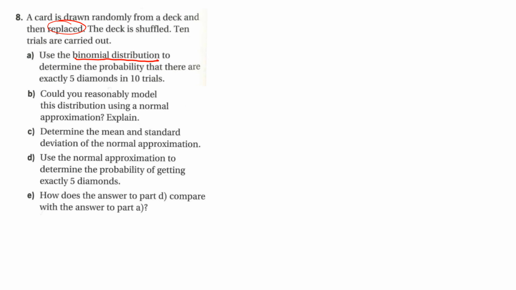Once again, let's state the parameters. N is 52, there are 52 cards. The number of diamonds we are looking for is 5. The probability of success is 13 over 52, which is 1 over 4. The probability of failure is 1 minus 1 over 4, which is 3 over 4. And we can just plug the numbers into the formula.